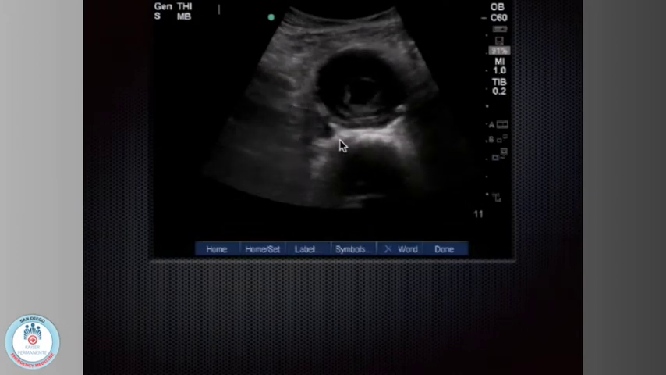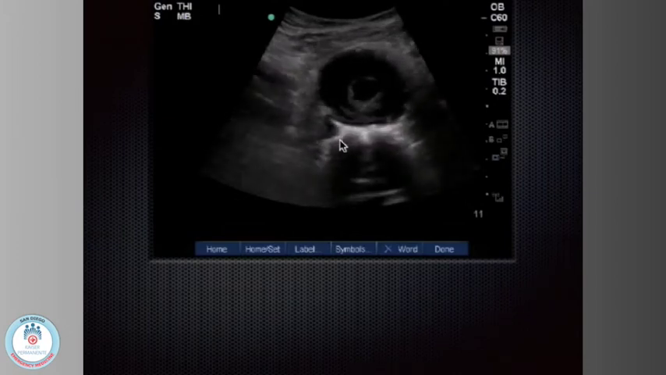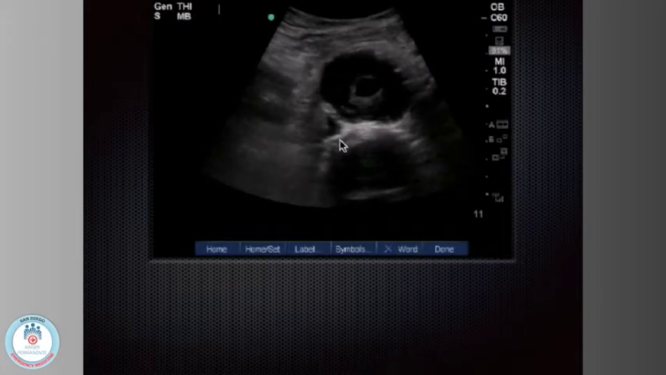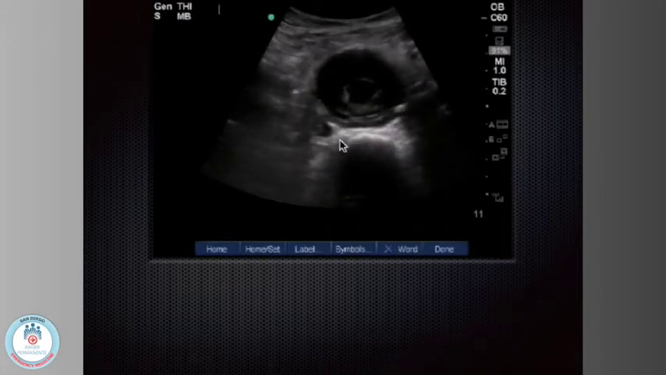Okay, so any questions about appendicitis? This is not appendicitis. What is this? AAA, very good. Any questions about appendicitis before I move on?